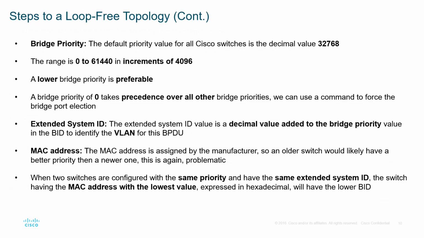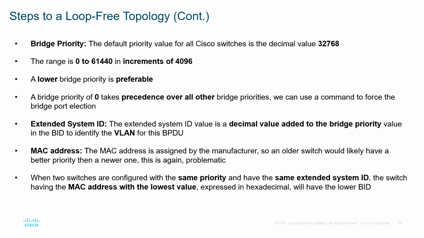The bridge priority is the default priority value for all Cisco switches, which is 32768. The range is 0 to 61440 in increments of 4096. A lower bridge priority is preferable. So if I go in there and I assign my bridge a priority of 0, it will take precedence over all the other bridges' priorities. So we can use a command to force the bridge port election.